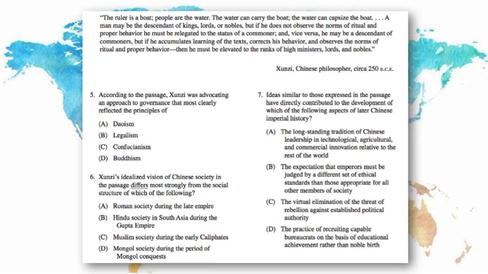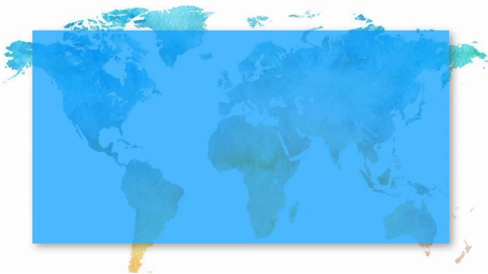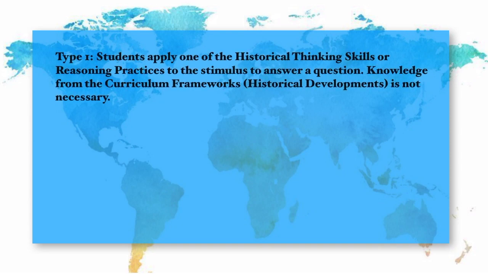Now there are 3 different styles or types of questions on the AP test. And let's look at those for a minute. We're just going to call them type 1, 2, and 3. So the multiple choice questions will be one of these 3 types of question in terms of the relation to the stimulus. Type 1 is this. Basically, this is just a skill-based question. It doesn't require any historical knowledge. Students just read the stimulus and have to perform a skill with it. It assesses the student's ability to think critically through one of the historical thinking skills or reasoning practices.